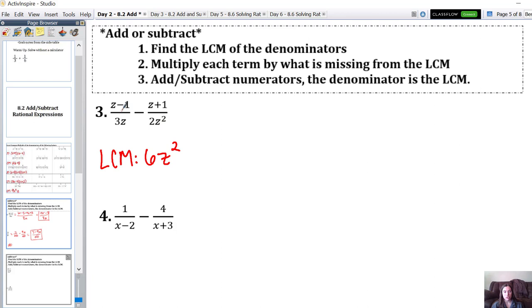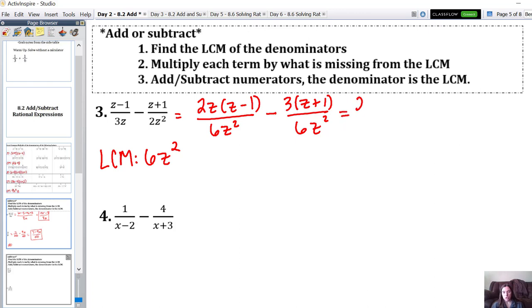So on the left side, we're missing a 2 and a z, so we're going to multiply the top by that 2 and the z. That way we can get our LCM of 6z squared minus, and then the right side was just missing the 3, so we're going to multiply the top and bottom by 3. And now they have the same denominator, so we can subtract across the top. We've got 2z times z minus 1 minus 3 times z plus 1 over 6z squared.